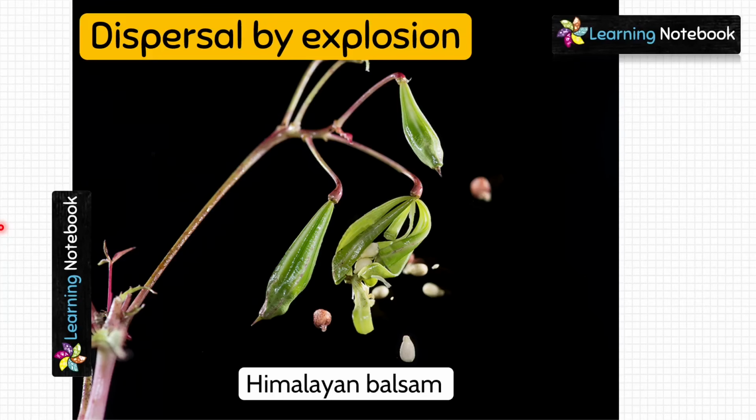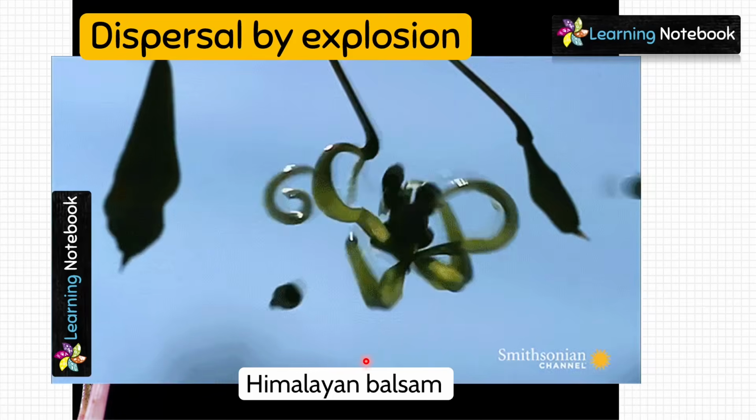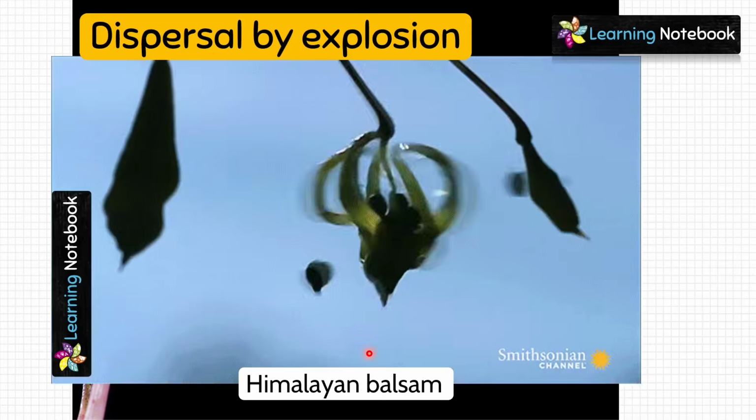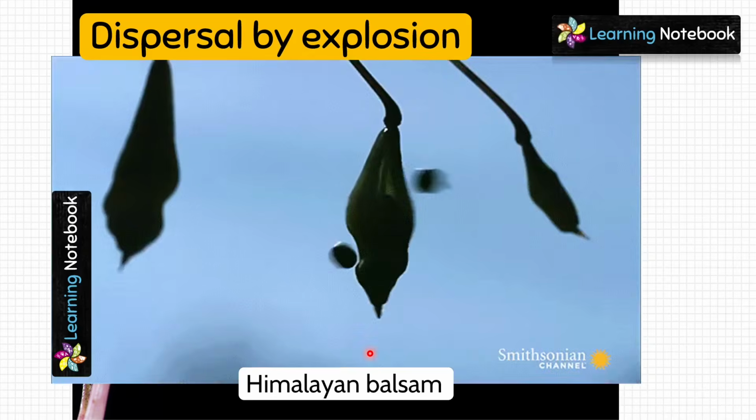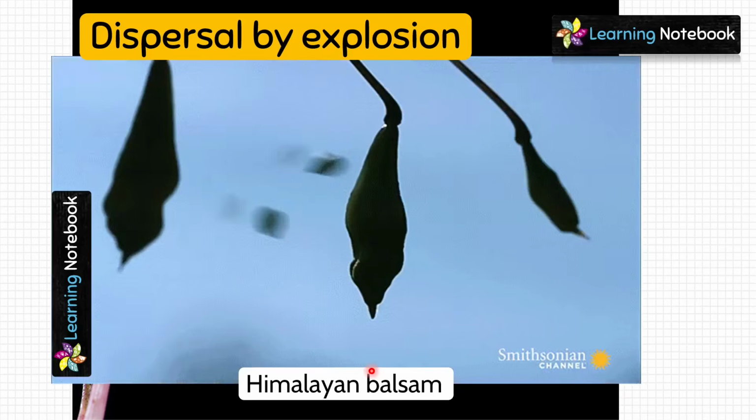Students, this is balsam plant and this is fruit of balsam. And see how it is exploding with its own force and dispersing the seeds in all the directions. Let me show you how this explosive mechanism happens. This is how balsam seeds are dispersed by this explosive mechanism once their fruit ripens. So these are the 4 ways of dispersal of seeds.